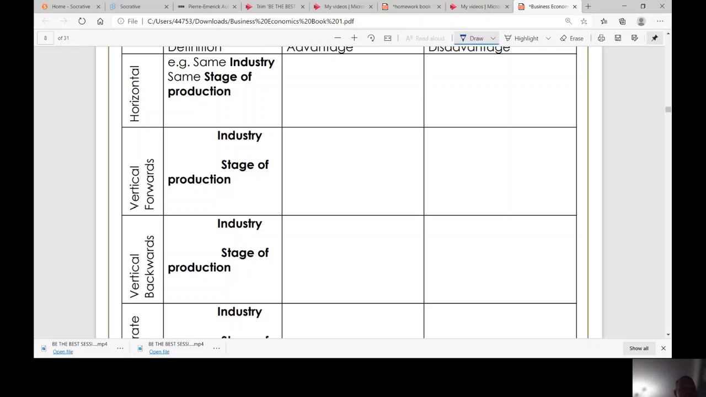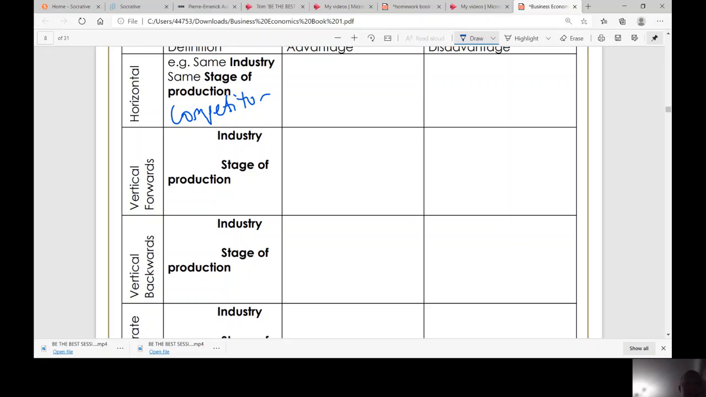So horizontal integration is when firms in the same industry buy another firm at the same stage of production. So a manufacturer buying a manufacturer, Tesco buying Sainsbury's, Vodafone buying Three. So same industry, same stage of production, the same goods, they're in the market. So what you effectively got here is you're buying your competitor.